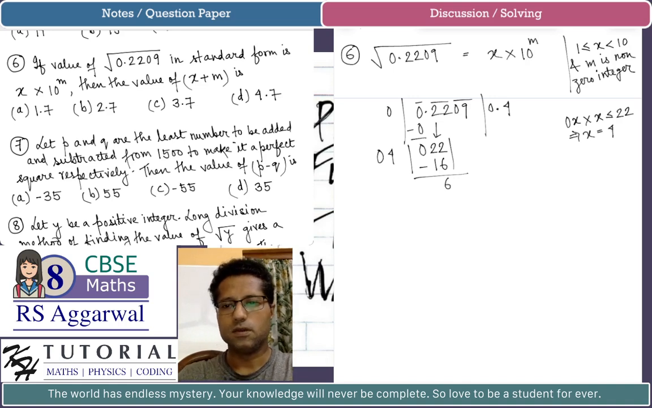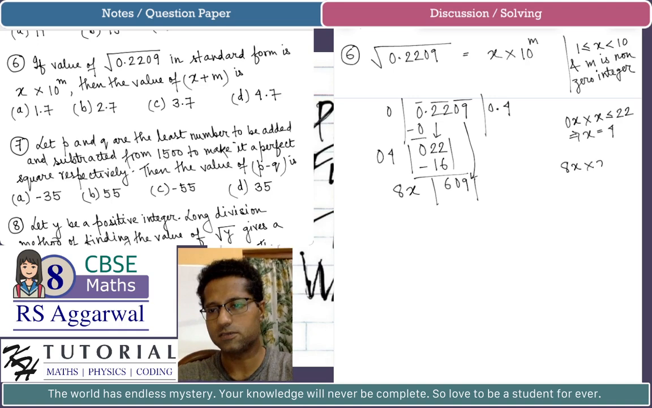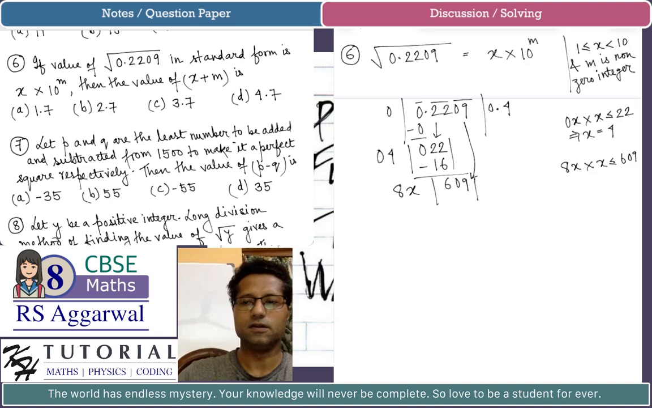Now we bring down the next period, append it with the remainder, and the next dividend becomes 609. The partial divisor will be the current quotient multiplied by 2, ignoring its decimal point. The current quotient is 0.4. If we ignore the decimal point, it is 4. So 4 multiplied by 2 is 8. Again we have to find the digit x such that the 2-digit number 8x multiplied by x is less than or equal to 609, and x has to be the greatest x.